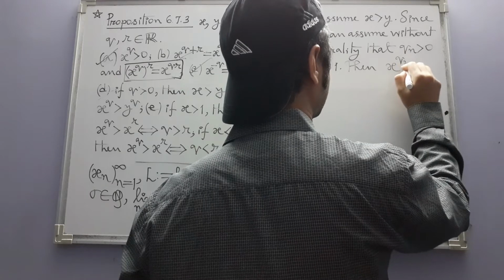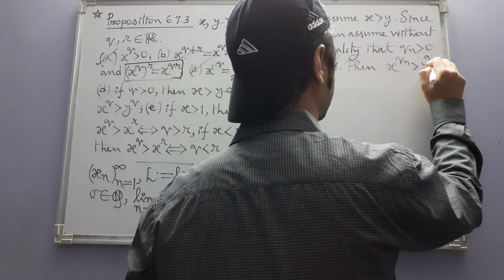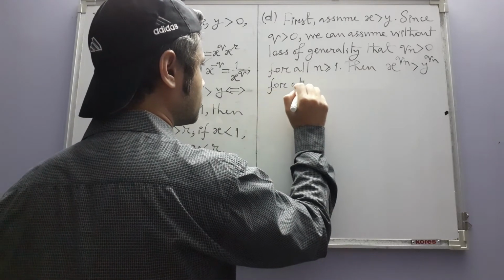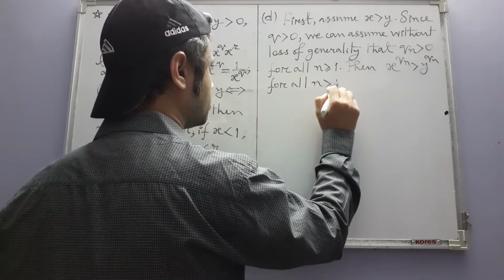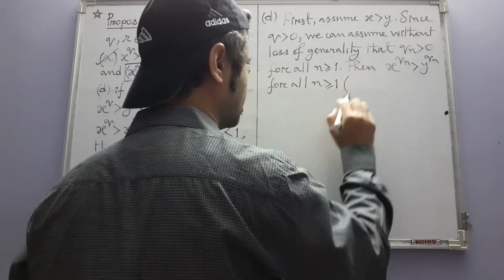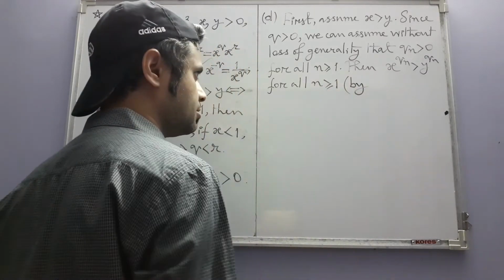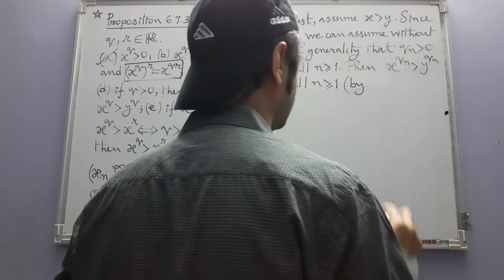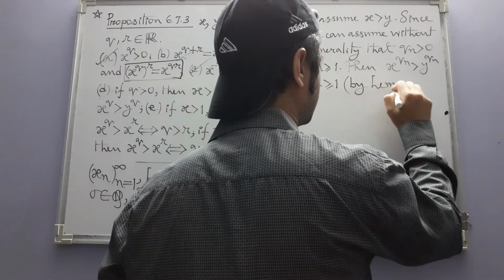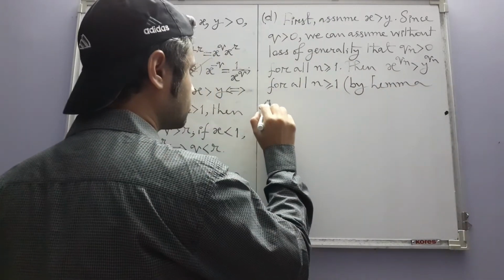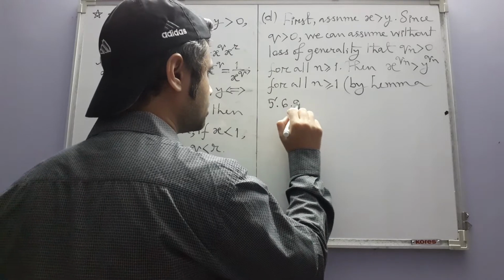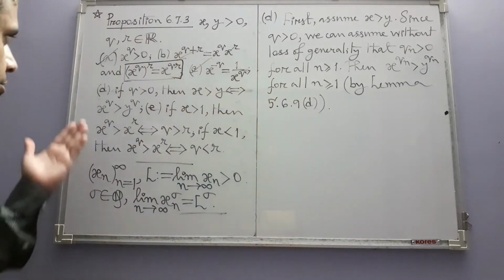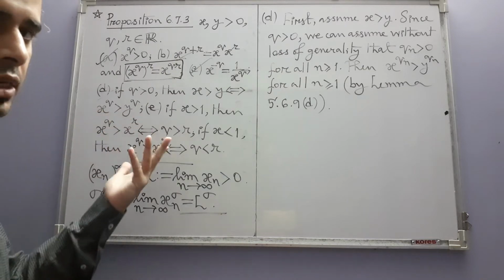x to the power Qn is greater than y to the power Qn for all n greater than or equal to 1, and it is lemma 569, no? Yes, lemma 569 part D. Here also we have this corresponding result part D, that's what we are proving.